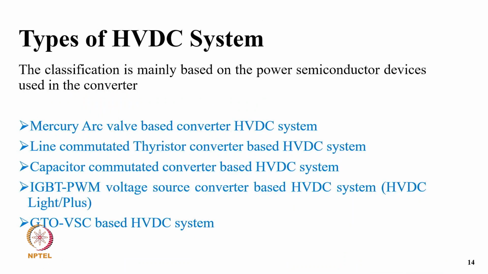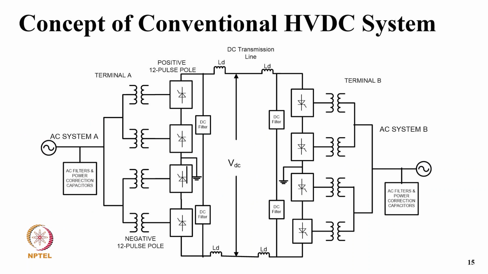Now the types of HVDC. The classification is mainly based on the power semiconductor devices used: the mercury arc valve based converter HVDC system, then the line commutated thyristor converter based HVDC system, the capacitor commutated converter HVDC system, and the IGBT PWM based voltage source converter based HVDC system, which is called HVDC Lite or HVDC Plus, HVDC Lite by ABB, HVDC Plus by Siemens, and then the GTO VSC based HVDC system.